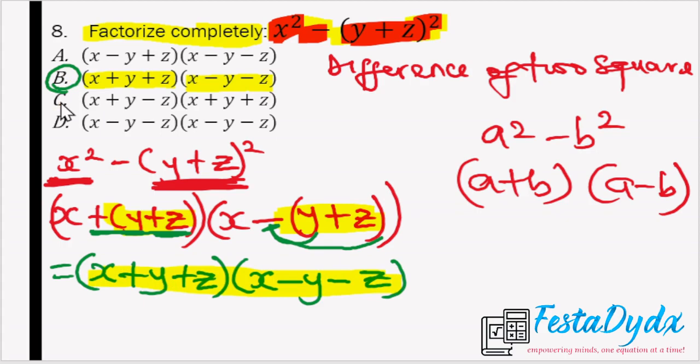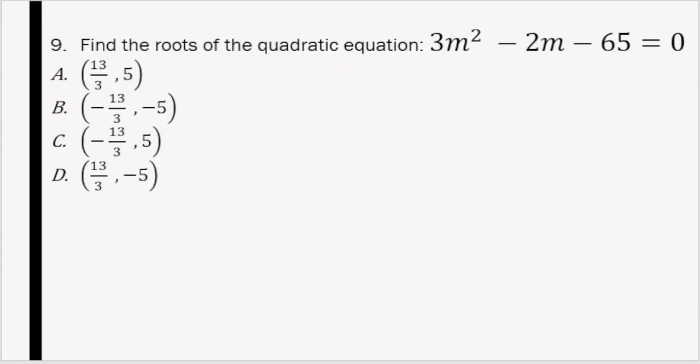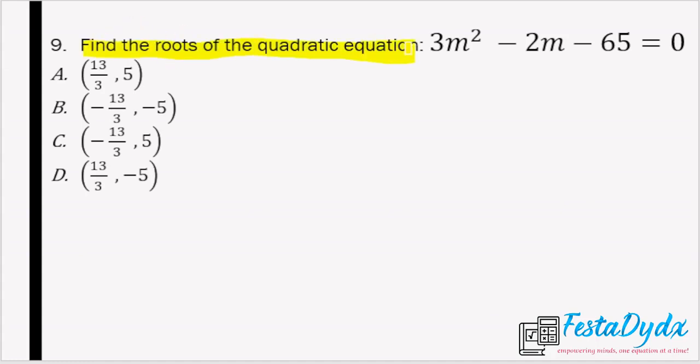Now let's move to question number 9. For question number 9, we have: find the root of the quadratic equation 3m squared minus 2m minus 65 equal to 0. If we're given this kind of question that we have to find the root, it means we should find the answer. Whenever we solve a quadratic equation, we get two answers. That answer we get is the root of this quadratic equation.